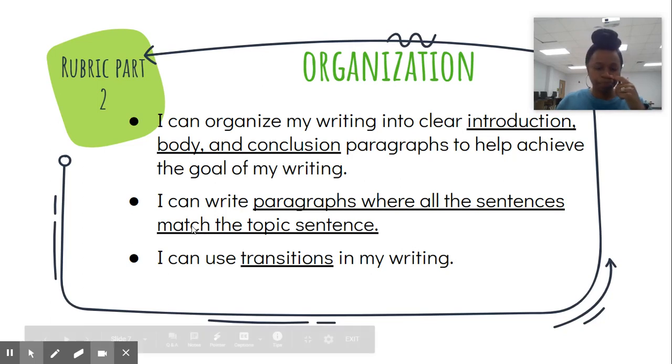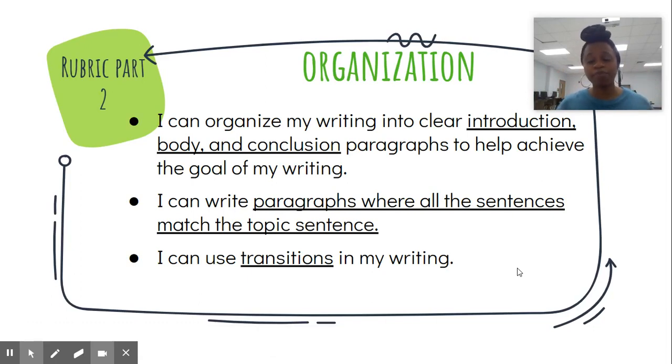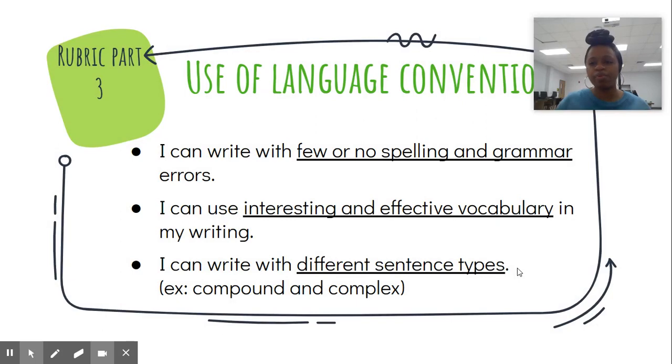Okay. And again, guys, your paragraphs, all the sentences have to be on topic, okay? They have to match your topic sentences, okay? And then lastly, you can use transitions. For example, your first body paragraph may say, first of all, okay? Because at that point, you're listing your first reason to support your controlling idea. Okay, and let's get to the last part of our rubric. It's use of language conventions.